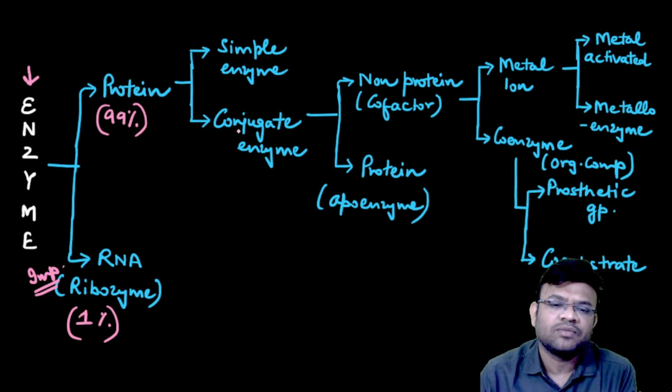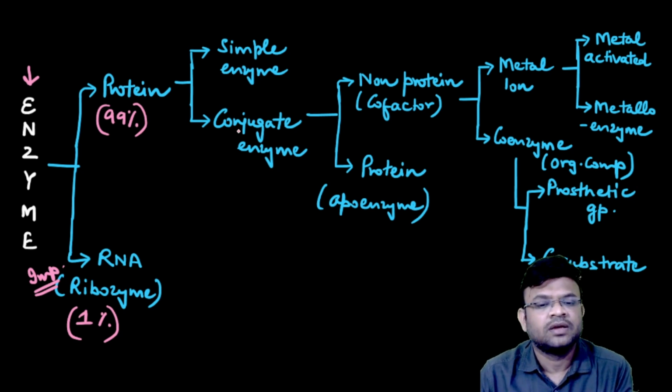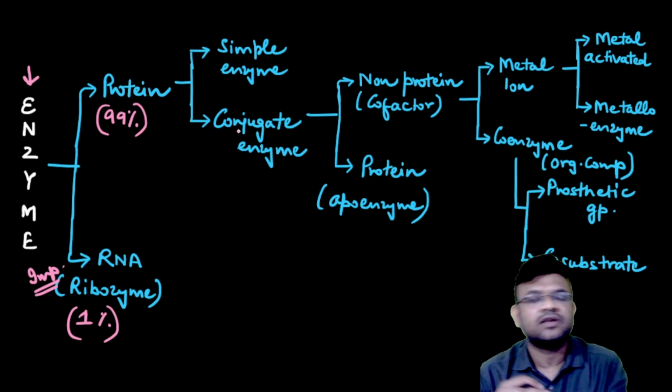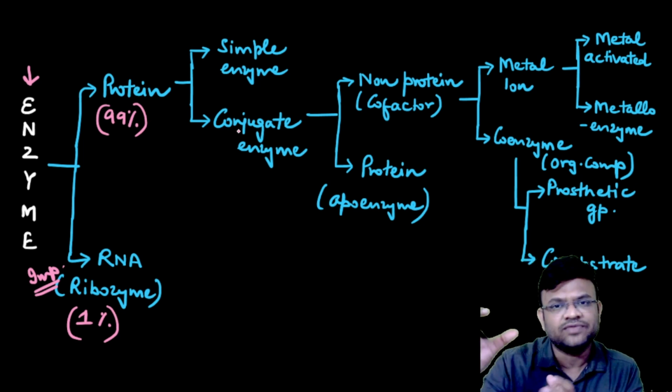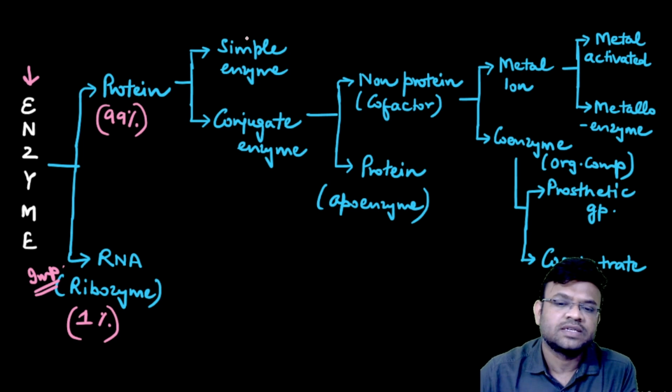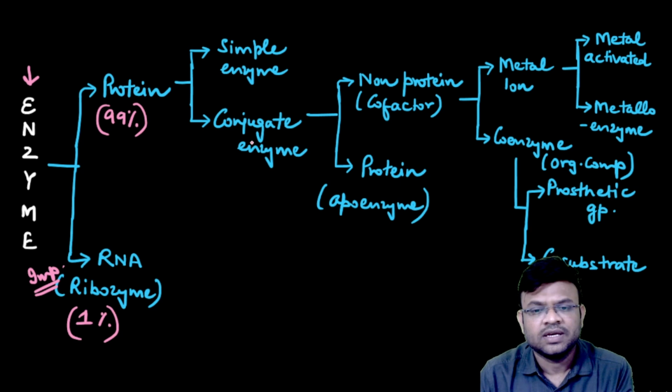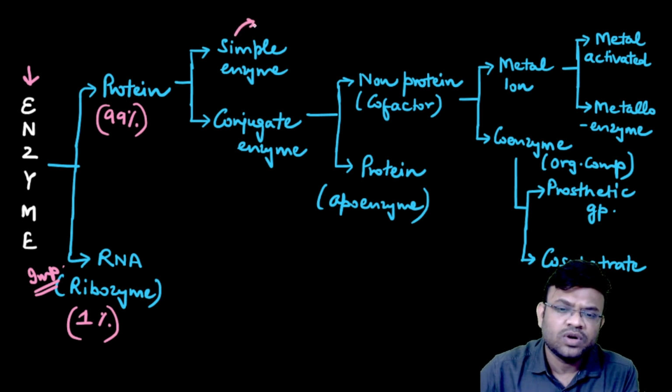Now proteins can be divided into two parts. I mean to say, when the proteins are functioning as enzymes, we can classify them into two parts. First one is simple enzyme, and the second one is conjugate enzyme. In case of simple enzyme, only proteins are present, only proteins.